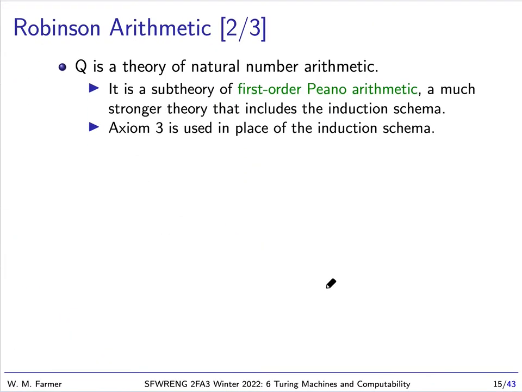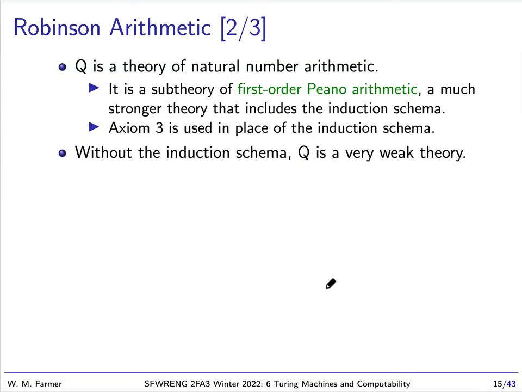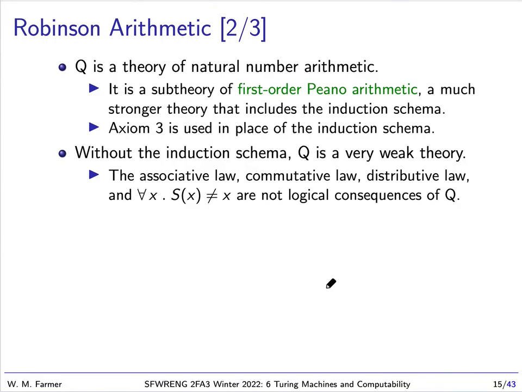And because this theory is so weak, because we don't have the induction theorem, there are a lot of things we cannot prove in this theory, a lot of basic facts about the natural numbers. We can't prove the associative law, commutative law, and distributive law about either plus or times, and we can't even prove that for all x, the successor of x does not equal x. So none of these are logical consequences of Q.